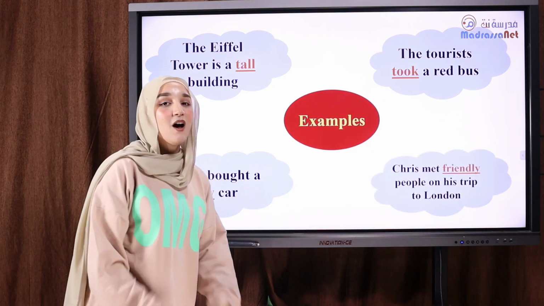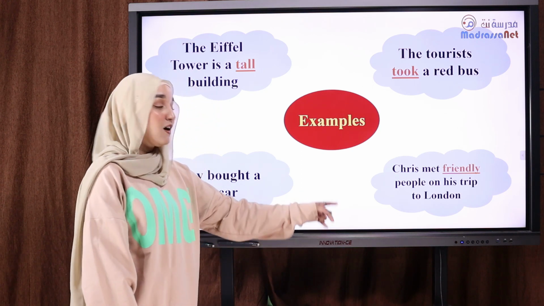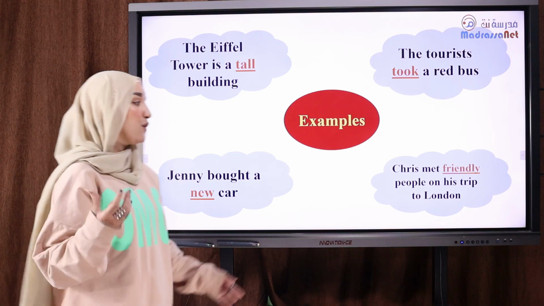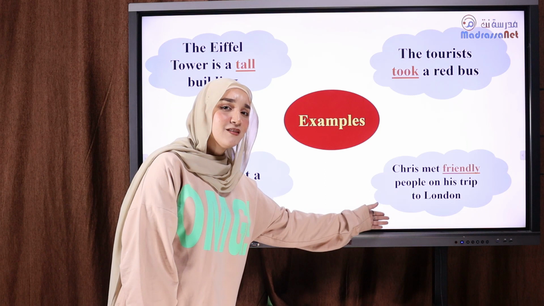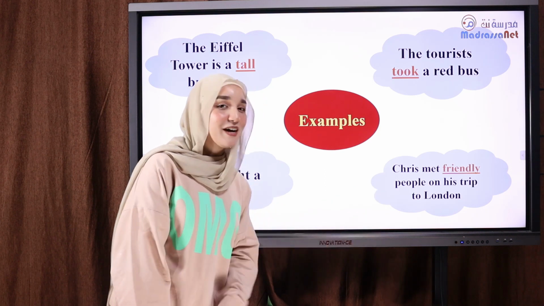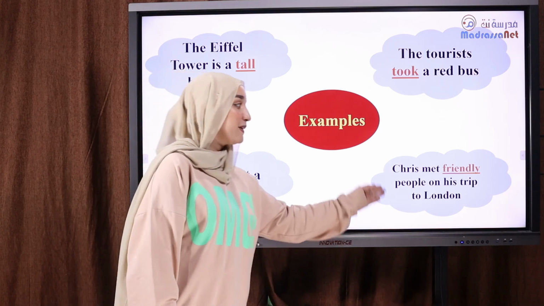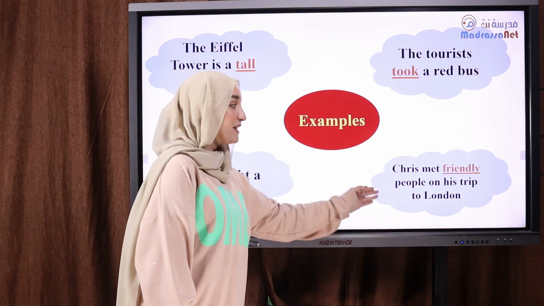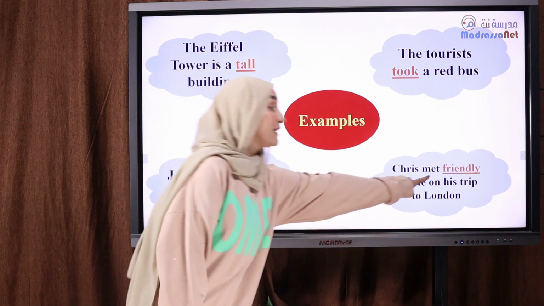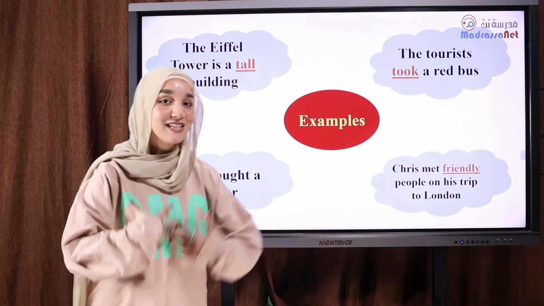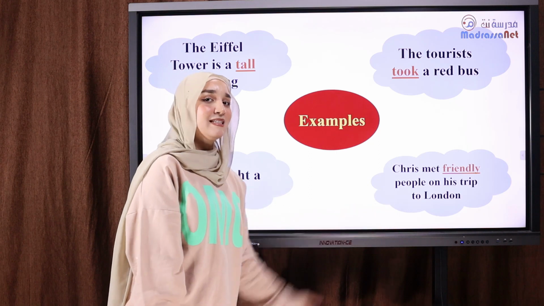Chris met people on his trip to London. Chris met friendly people on his trip to London. Who are we describing here? Are we describing Chris, or the people, or the trip? Think about it for a second. Correct. We're describing the people from London. So Chris met friendly people on his trip to London, and the people are friendly. So we are describing the personality of the people that Chris met on his trip to London.